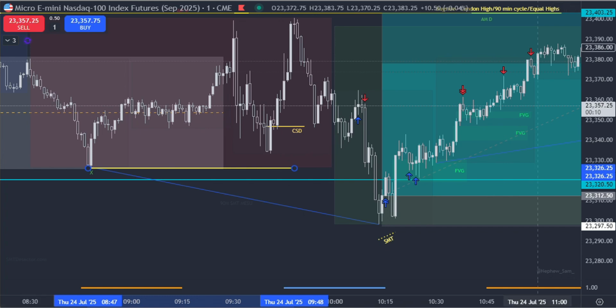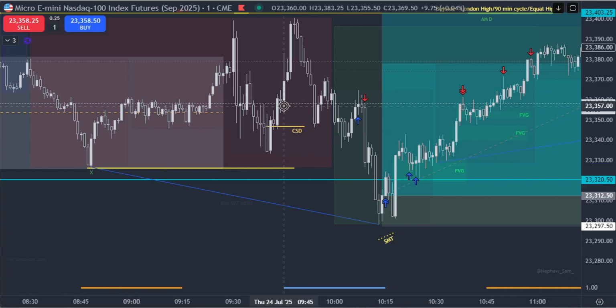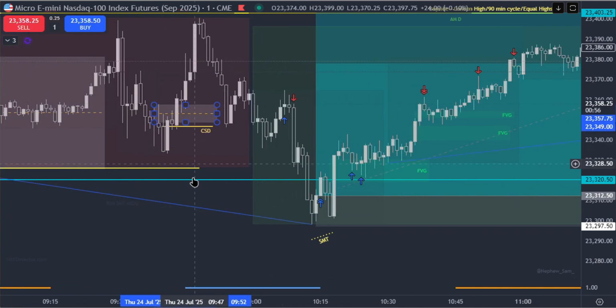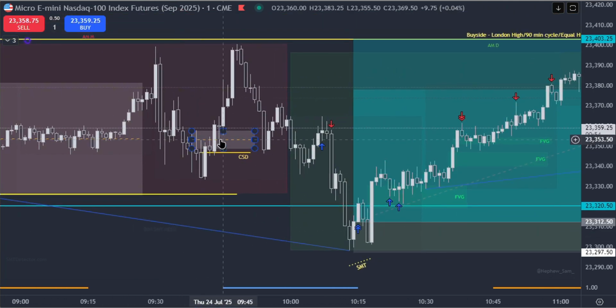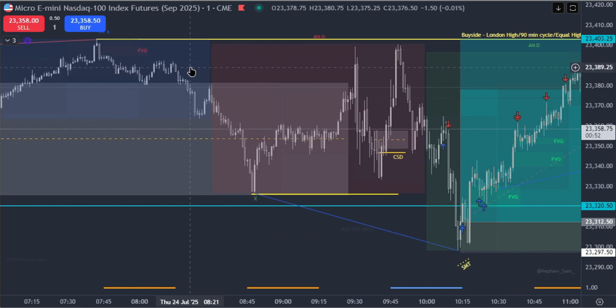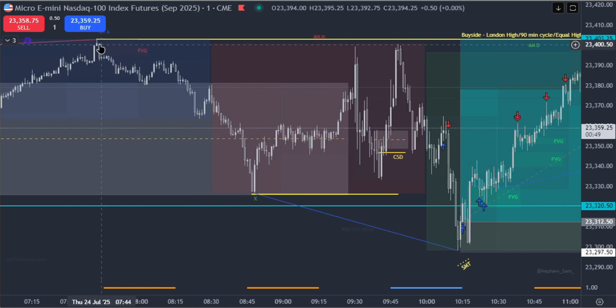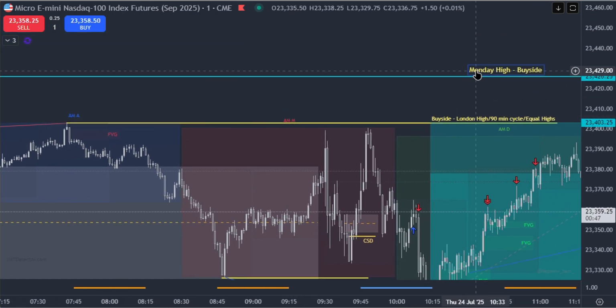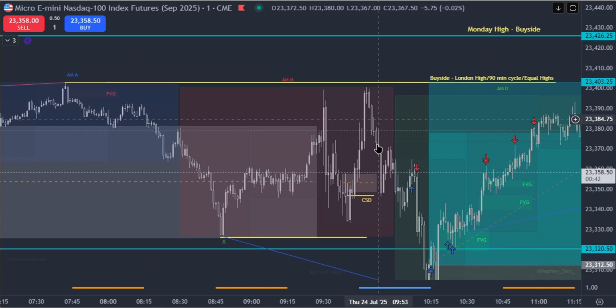So then we closed above these wicks, and then there was another. We closed bullish again above it, and then we rebalanced above those wicks. You could have entered long there, and then this 90-minute cycle high is the low hanging fruit, and then Monday is the target for buy side that I was looking for.